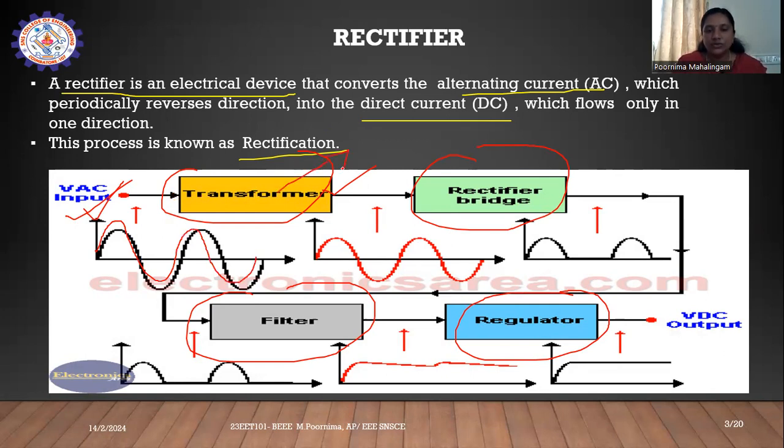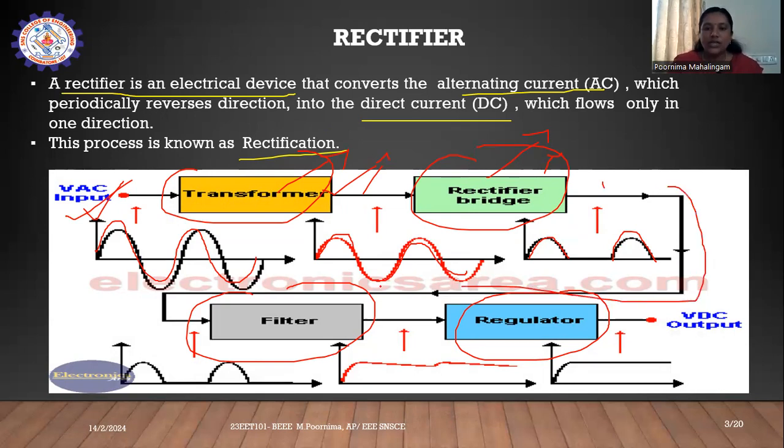Here we are using a step down transformer, which steps down the input voltage, and this stepped down voltage is given as input to the bridge rectifier. In this rectifier, it rectifies based on what type of rectifier we have used, whether a single phase half wave rectifier or a full wave rectifier. Based on that, we get the output as half wave or full wave.